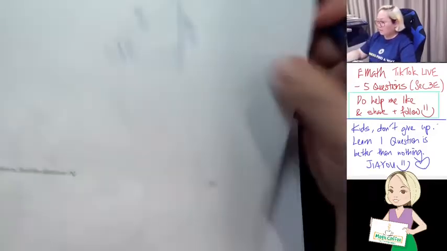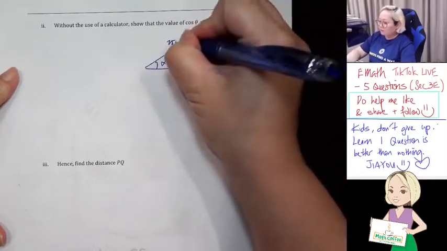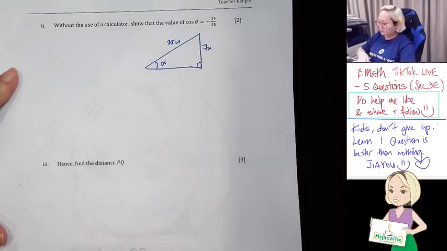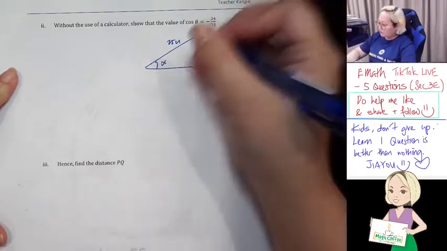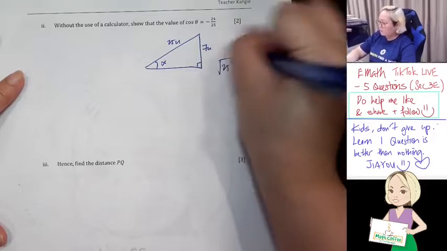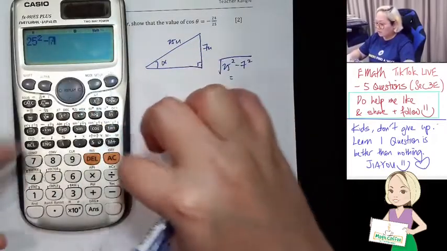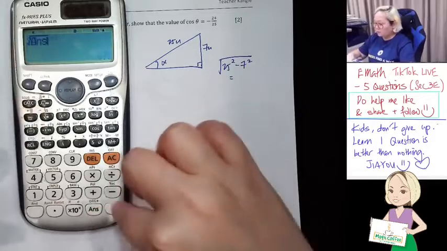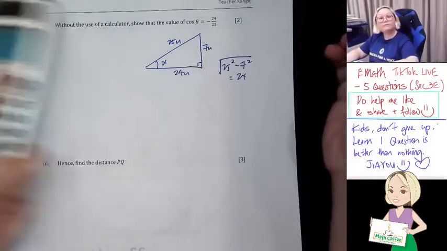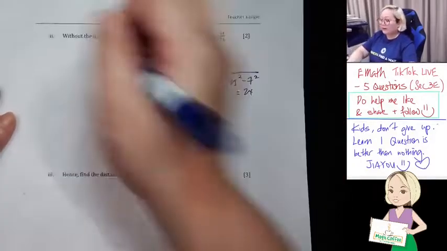Okay, let's continue this part. So now I know this is 25 units and 7 units. So I use Pythagoras theorem to find my third side. I will take 25 squared minus 7 squared, then square root. So you get 24. So that means this side is 24 units.